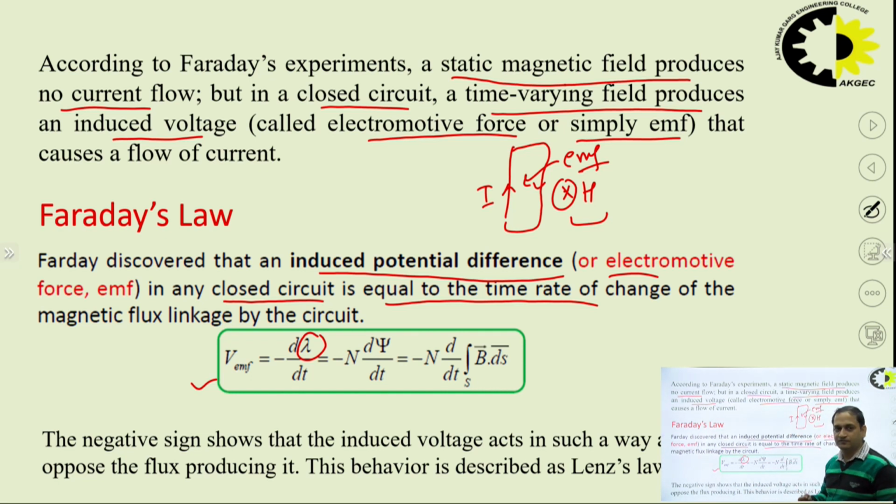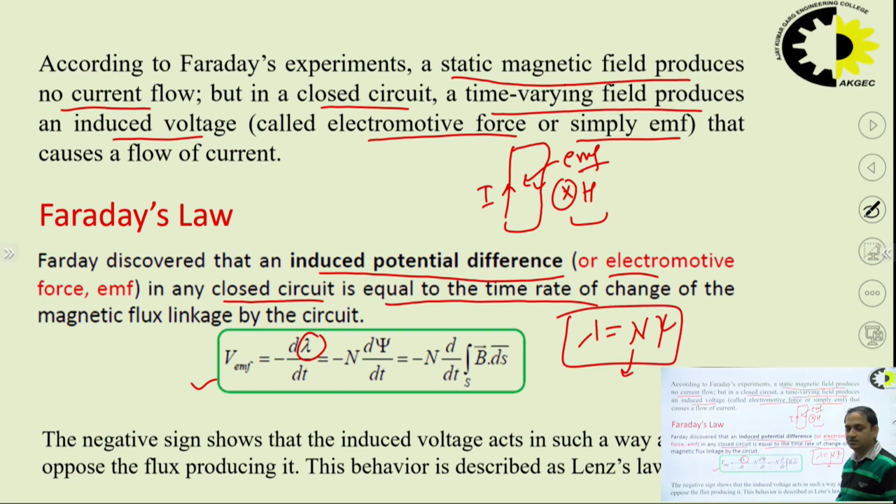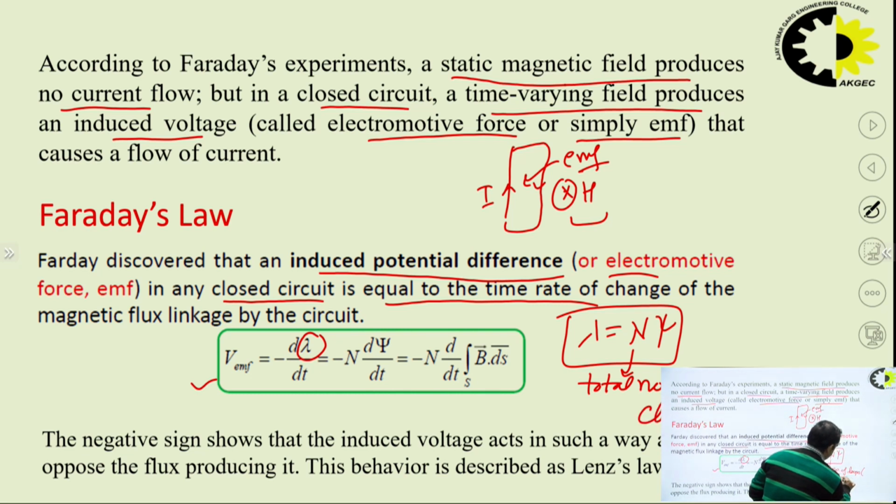When we have n number of closed turns, the total flux linkage lambda will be equal to n times psi. Here n is the total number of loops or closed circuits, and psi is the flux linkage by a single loop. So when we have n number of loops, the total flux linkage will be lambda, that is n psi.